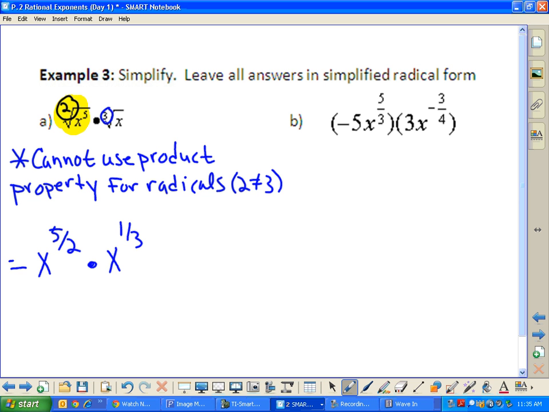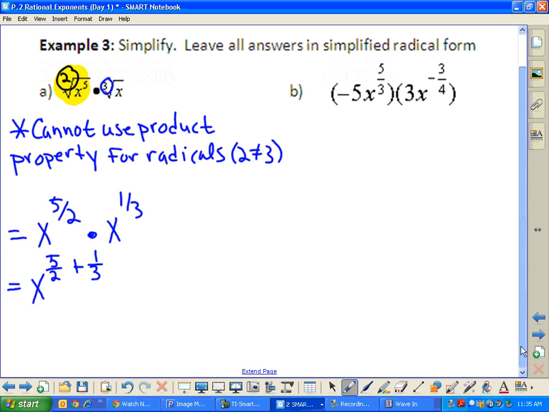So, does anybody remember what I would do with those exponents? Good. Not multiply. When we have like bases multiplied together, you actually add the exponents. Very good. So we have 5/2 plus 1/3 for the exponents there. You do add the exponents together.